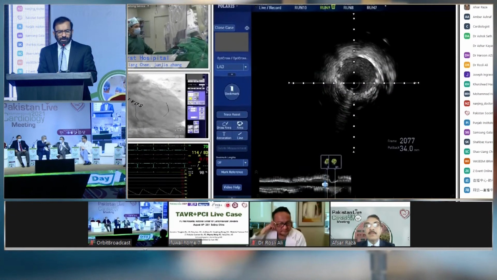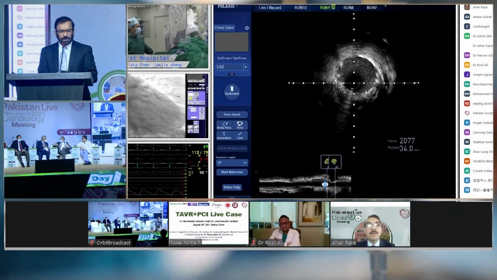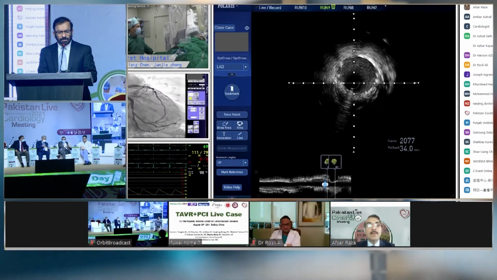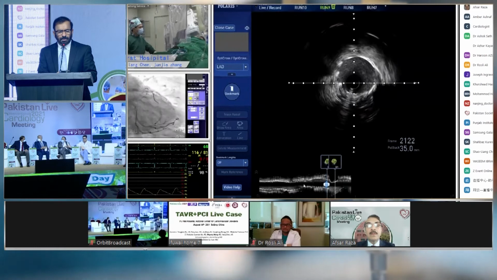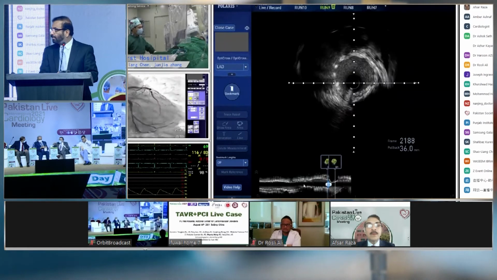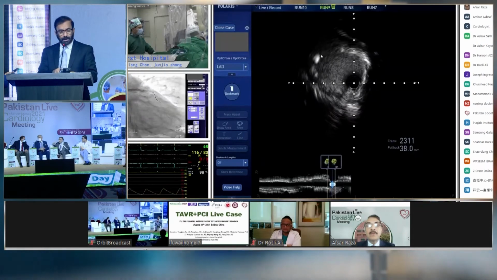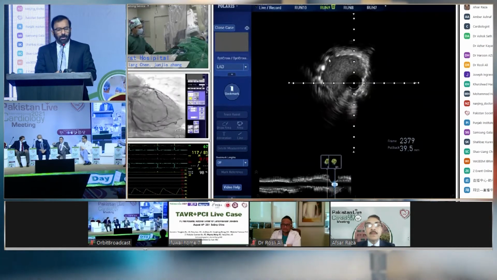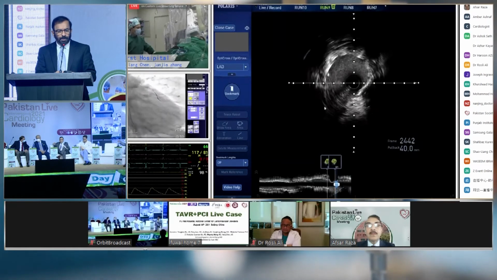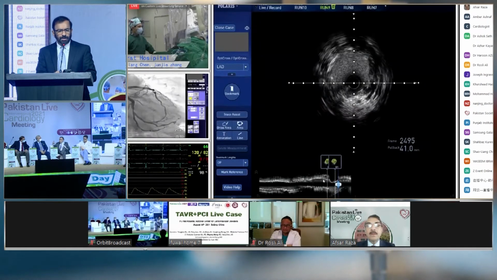Can I show you the IVUS? So what about the apposition now? Can you introduce the IVUS? This is the IVUS from the proximal LAD to the left main. This is the POT. This is the circumflex wire. This is the distal left main.